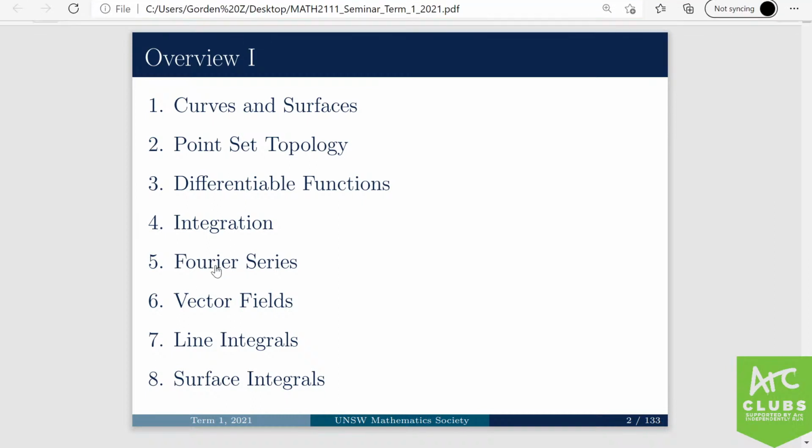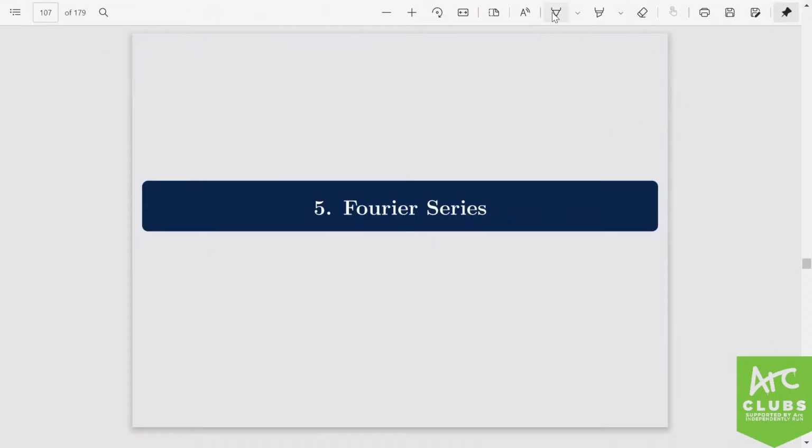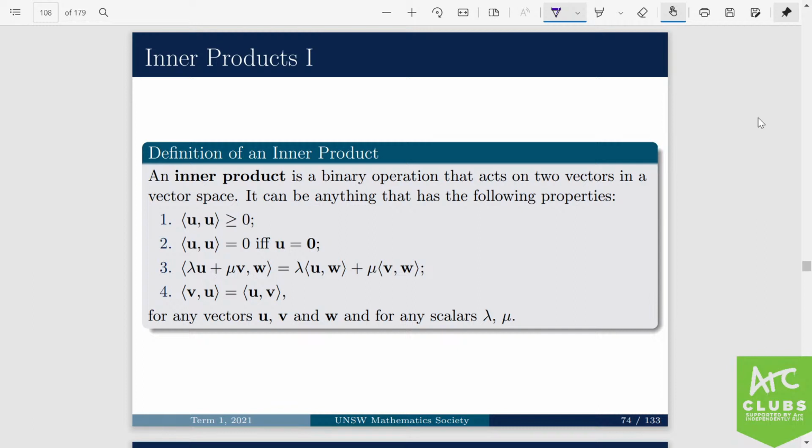Right. So starting off, we'll start with Fourier series. This is exclusive to MATH2011, by the way. So we'll start with inner products. Inner products are useful in linear algebra, but you don't really need to know them too much. They don't appear in the final exam.